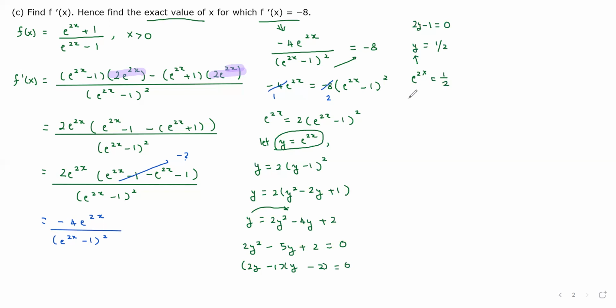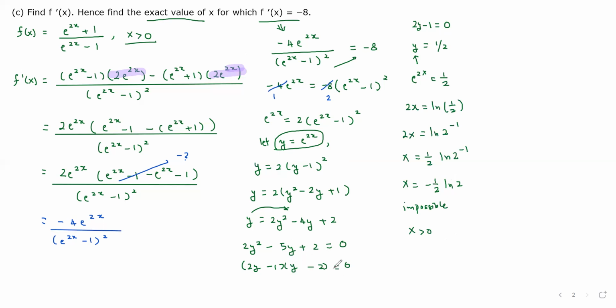Taking log on both sides, we have 2x equals ln of 1 over 2, which is ln of 2 to the negative 1. So x is 1 over 2 ln 2 to the negative 1. And using the power law, x here is negative 1 over 2, bring the negative in front, ln 2. This is not the value of x that we want, because x must be positive from the question.